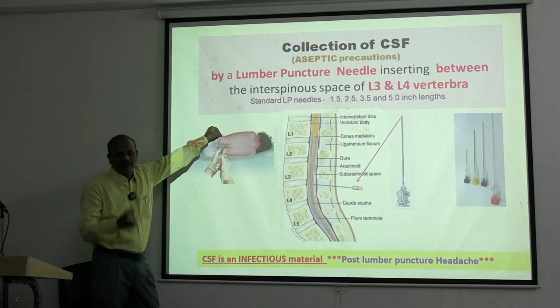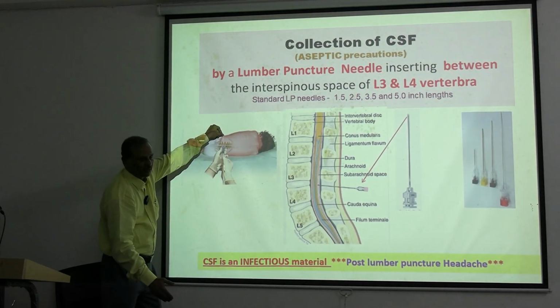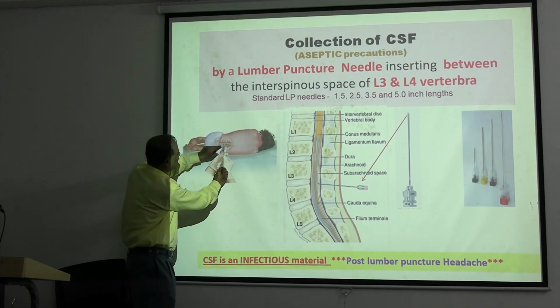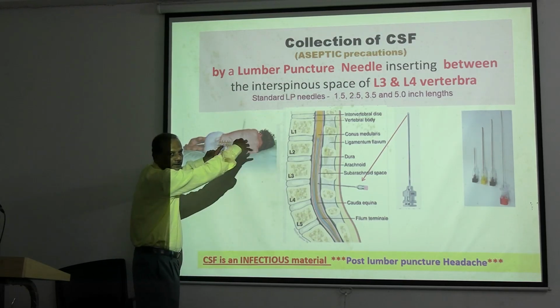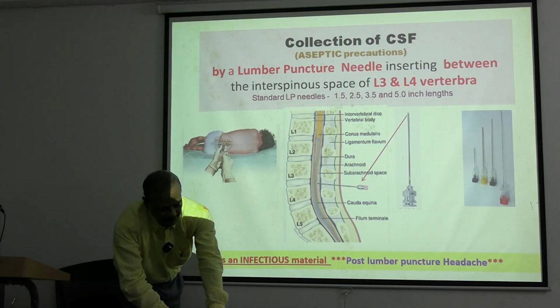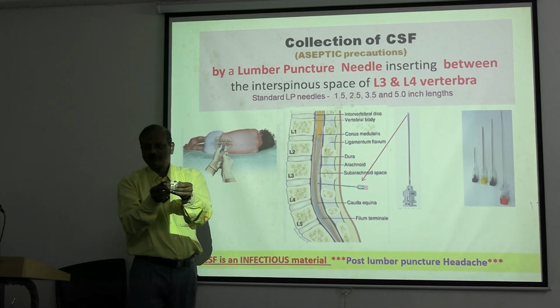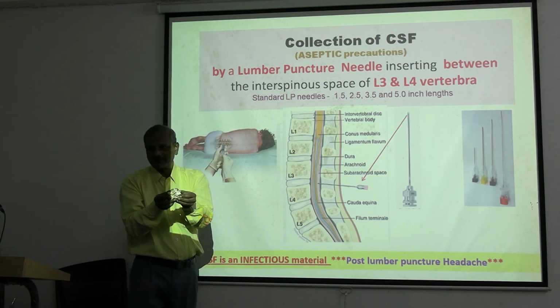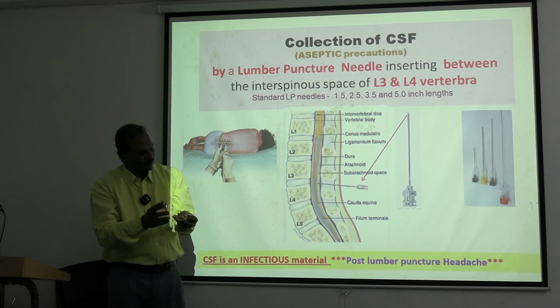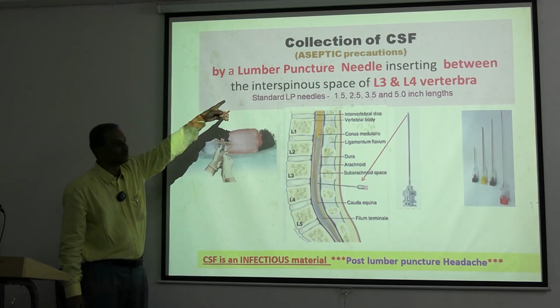So you have to identify the highest point of the iliac crest, make a perpendicular line, and then identify this part and ask the patient to bend, make a curve as much as possible to increase this space. To increase this space, this is the basic purpose. As much as possible. Now, after doing this, you observe the aseptic precaution, that means OT precaution.